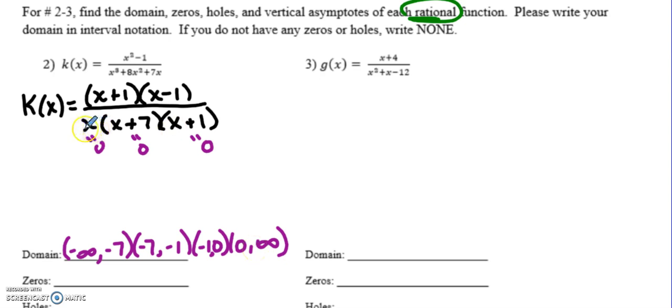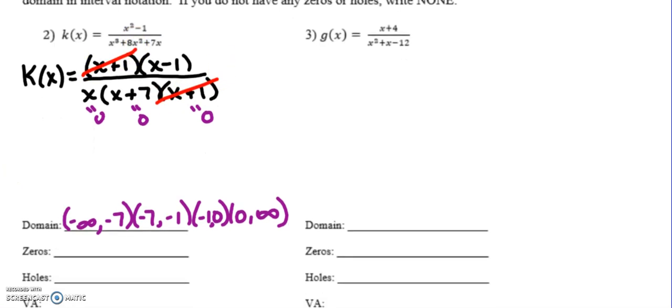Okay, so my problem spots are at 0, at -7, and at -1. Next thing then, I want to think about my zeros. Okay, so I'm going to start canceling some things out. I'm actually going to jump to holes next, because holes are easier to read next. So when I cancel out my factor of x plus 1, I get a hole at -1.